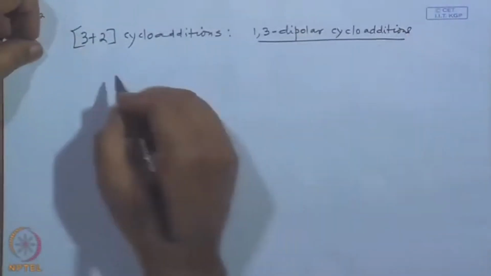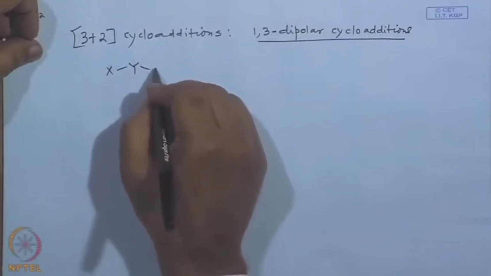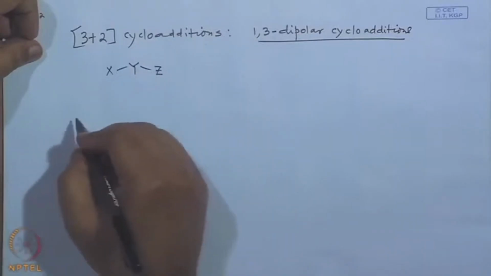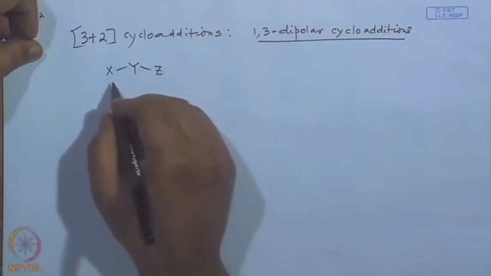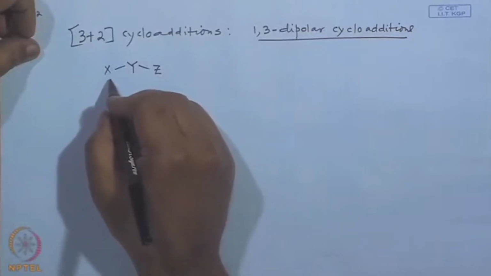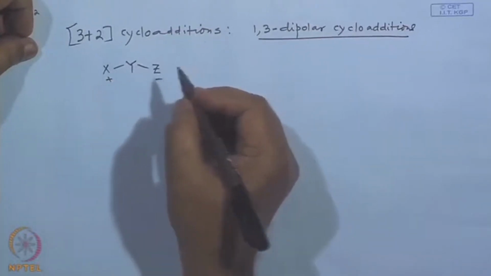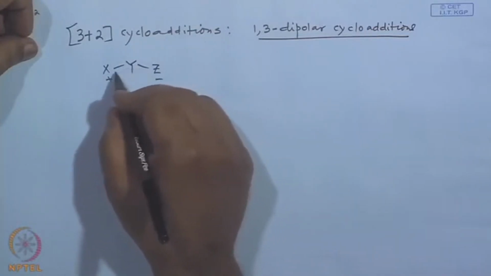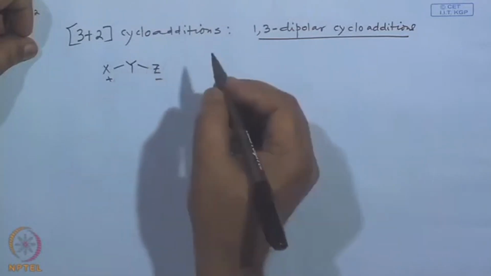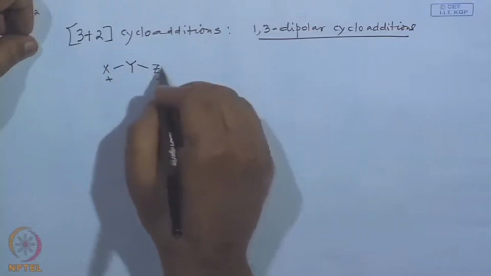1,3 dipolar cycloaddition means you have 3 different atoms, let us say X, Y and Z, and that means a 3 atom synthon or reagent, in which the terminal atoms will have charge separations. That means one end should be negative, other end should be positive, and the intervening bonds could be double bond, triple bond, and all kinds. At least one double bond must be present in one of those.